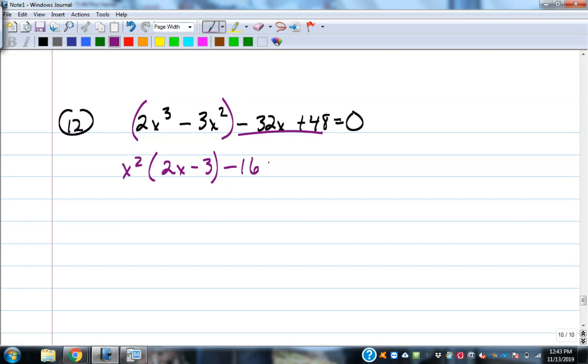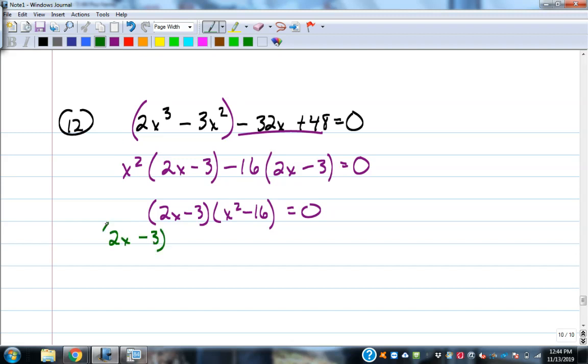16. Both would be common factors, but we want the greatest common factor because that's the only way to get 2x minus 3 left in the parentheses. If you pulled out the 8, you wouldn't have the matching parentheses. So then we got 2x minus 3 and x squared minus 16. What do we know about the x squared minus 16? It's a difference of squares. So that's 2x minus 3 and then x minus 4, x plus 4. Ooh, that's nice. All really easy ones to solve now.